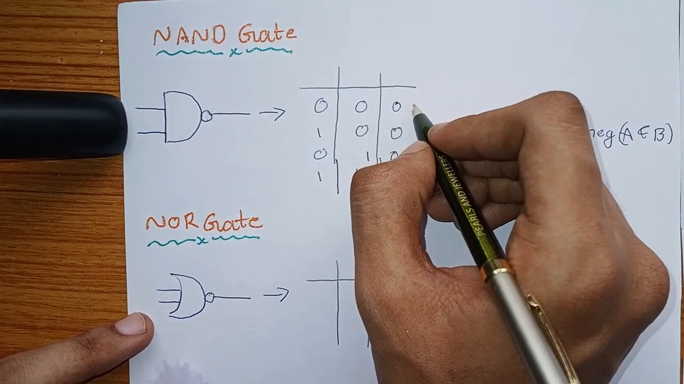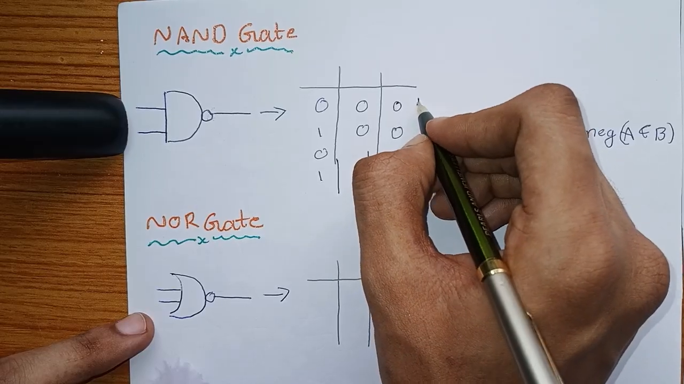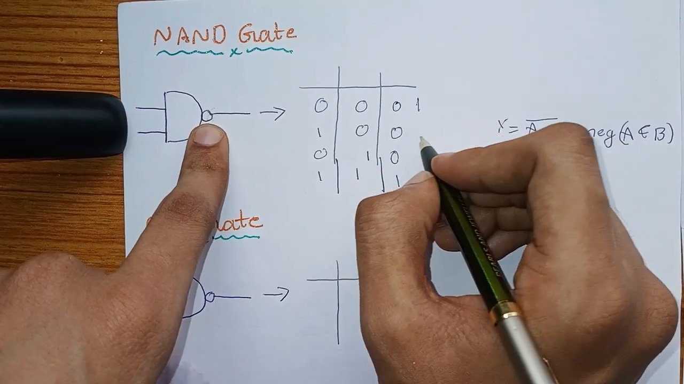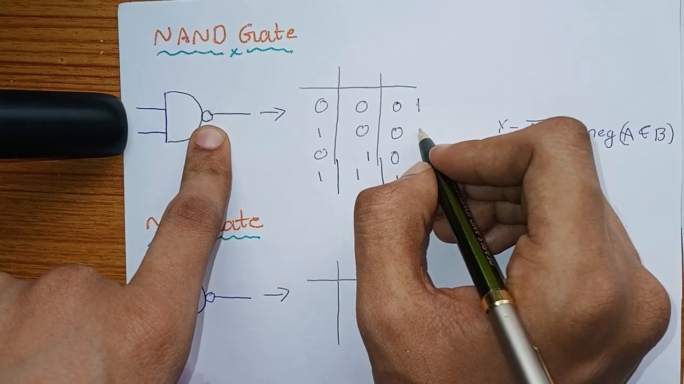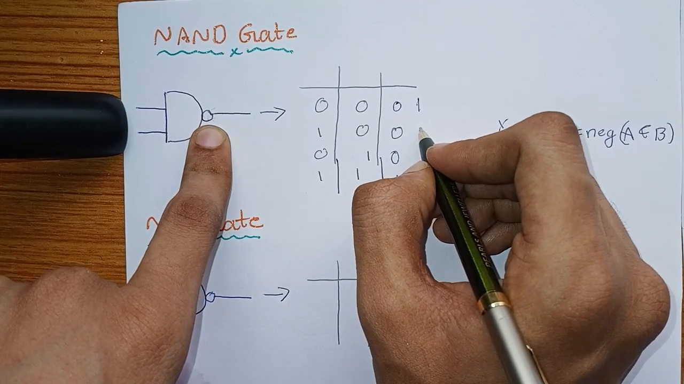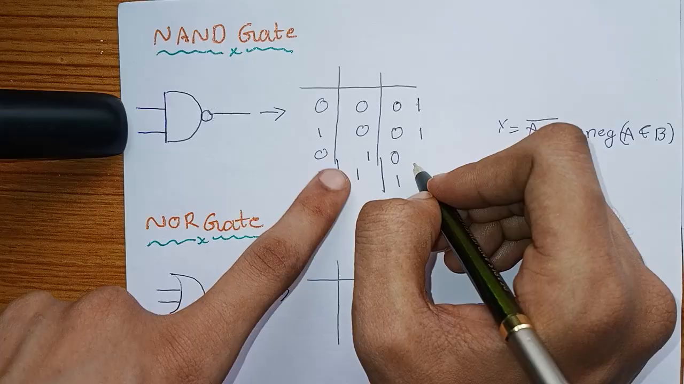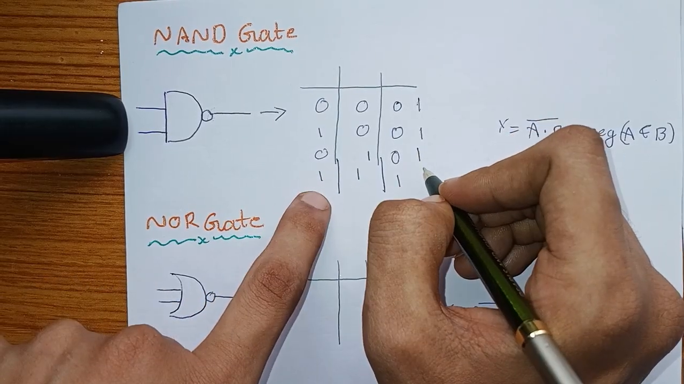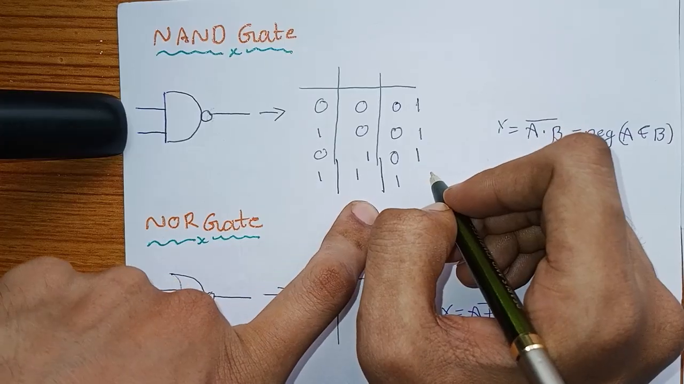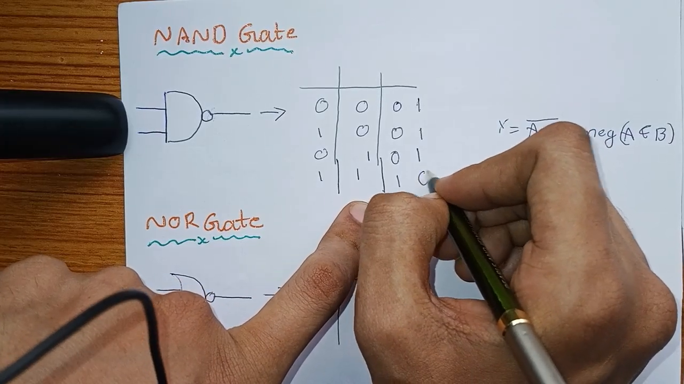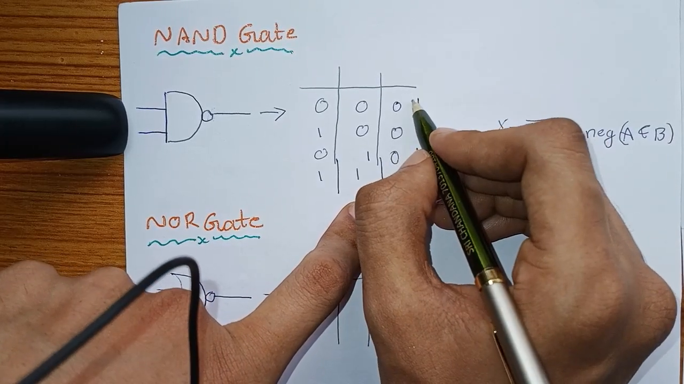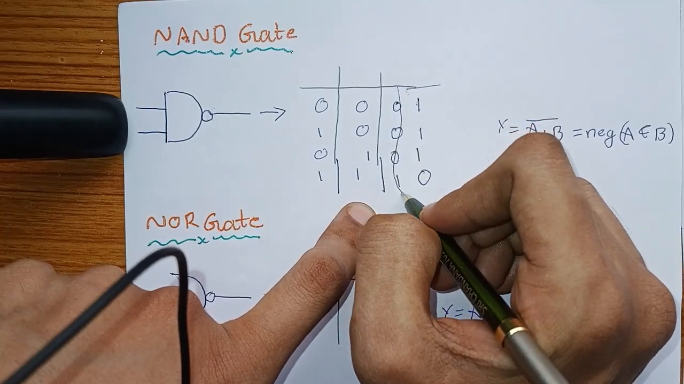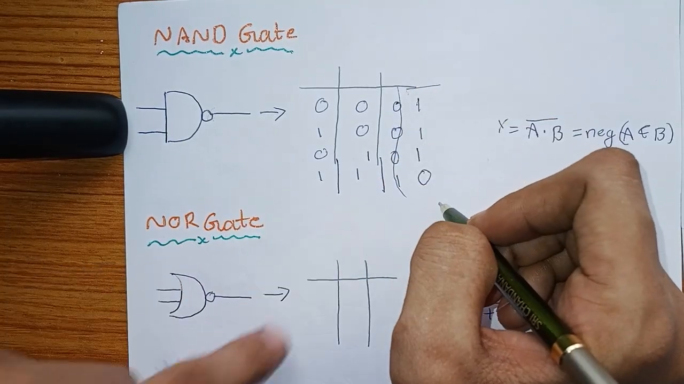If 0 0 is there, then the output will be 1 because there is a NOT gate here. Okay, don't forget that. If 1 0 is 0, then the result will be 1. If 0 1 is 0, then the result will be 1. If 1 1 is 1, then the result will be 0. This is the truth table. Forget about this and remember this.